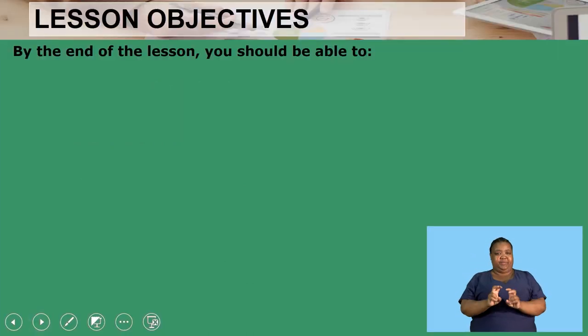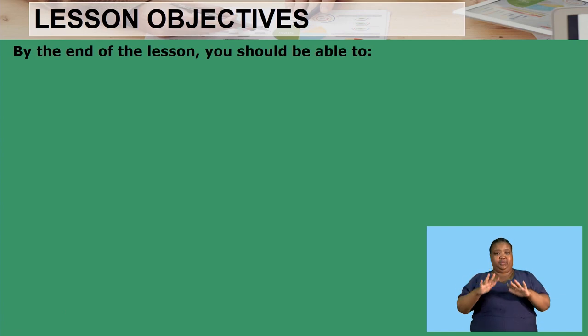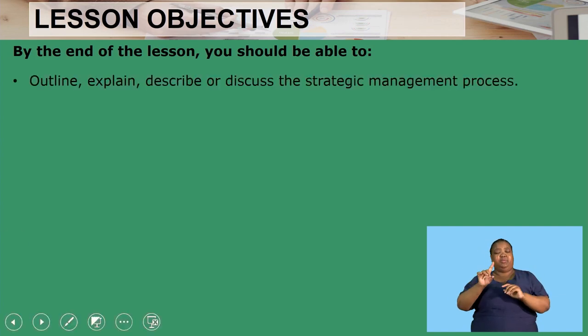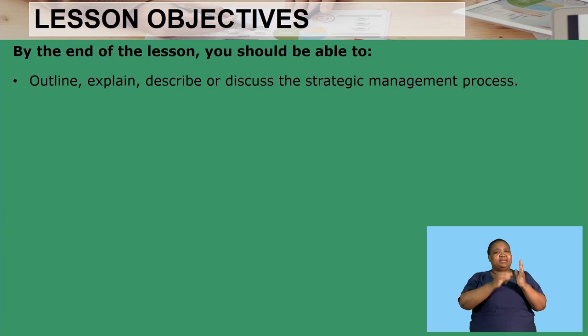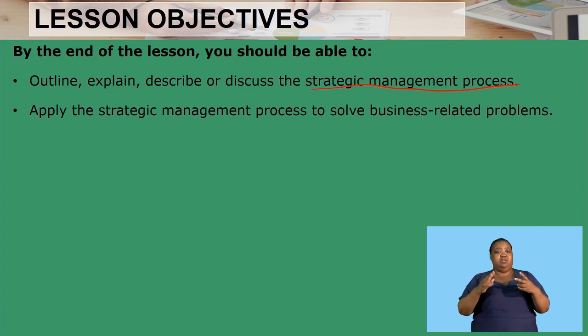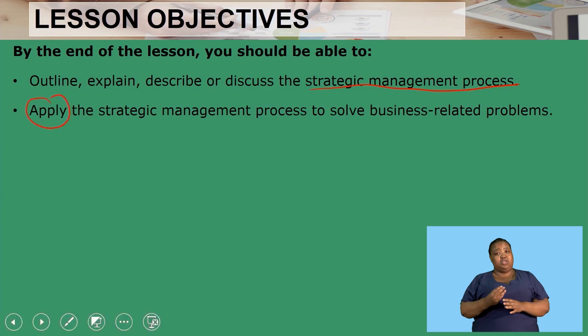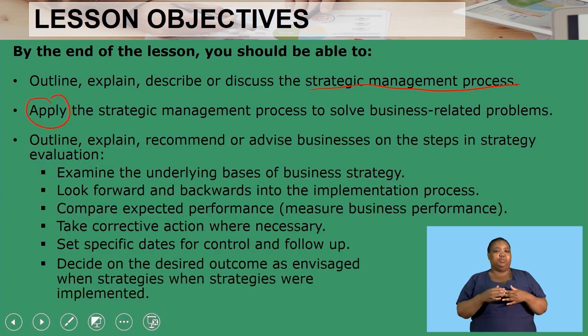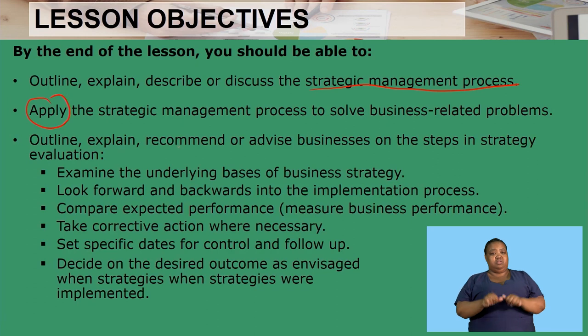Right, by the end of this lesson, these are our lesson objectives. You should be able to outline, explain, describe or discuss the strategic management process, very important. You should be able to apply the strategic management process to solve business-related problems. The application is important. You should be able to outline, explain, recommend, or advise businesses on the steps in strategy evaluation.